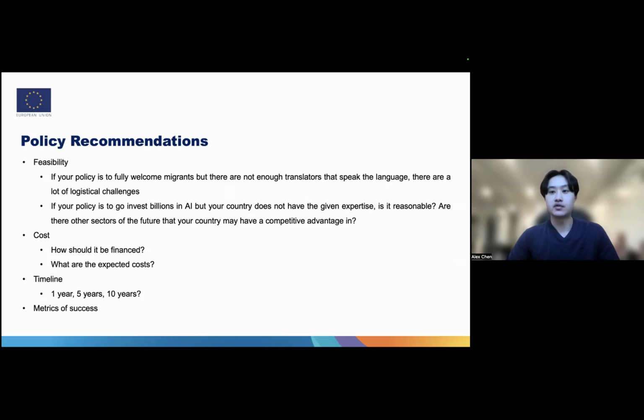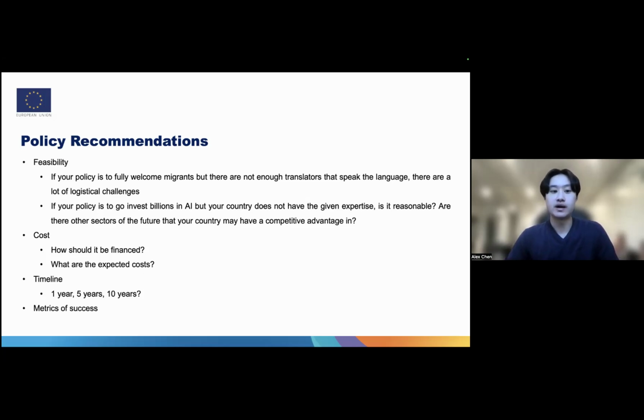Or, for example, if your policy is to invest billions in AI, but your country does not have the given expertise, is it reasonable for them to catch up? Or are there other sectors of the future that your country may have a competitive advantage in? That's not to say it's not an option. But if you say, let's just put billions of dollars in AI, and then you mention we don't really have the infrastructure or the expertise in our country, the judge is probably going to ask, can you explain why you made this decision, or what's your plan? So that's a big part, the feasibility.